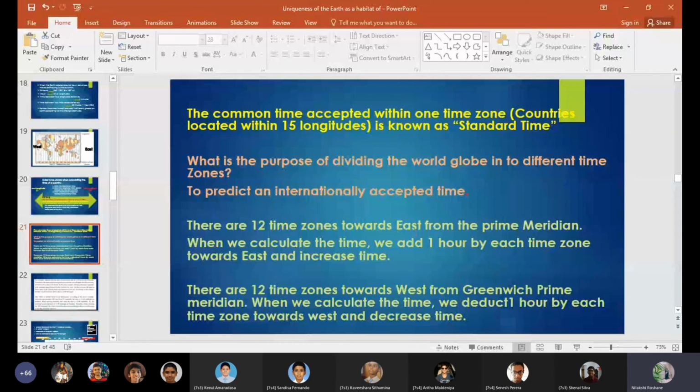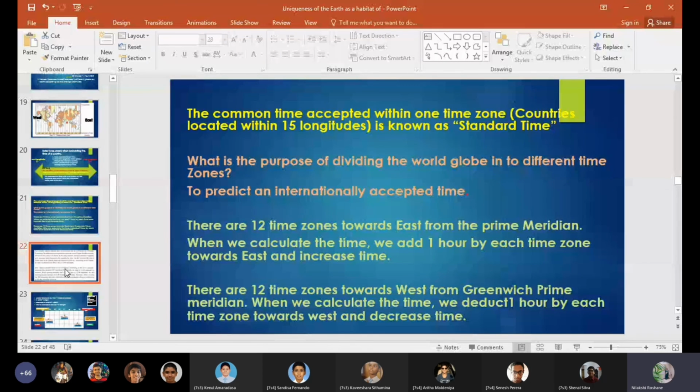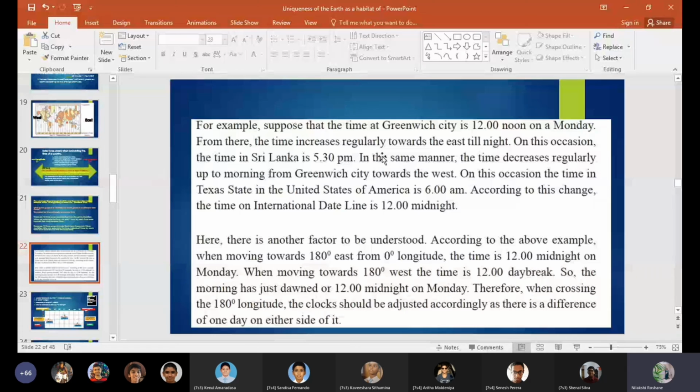For example, suppose that the time at Greenwich City is 12 noon on Monday. From there, the time increases regularly towards the east till night. On this occasion, the time in Sri Lanka is 5:30 p.m. In the same manner, the time decreases regularly up to morning from Greenwich City towards the west. On this occasion, the time in Texas in the United States of America is 6 a.m. According to this change, the time on the international date line is 12 midnight.